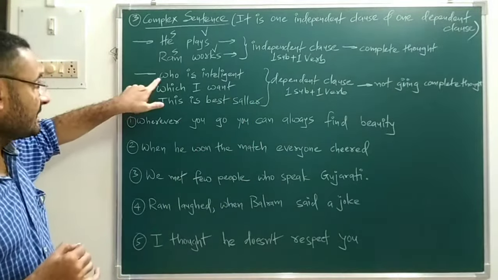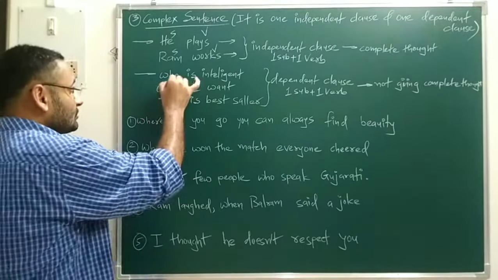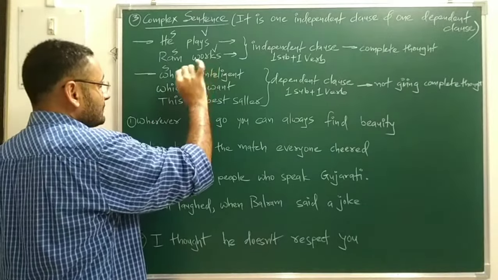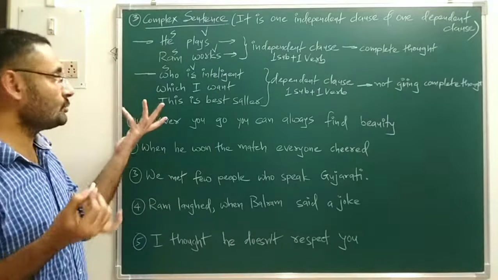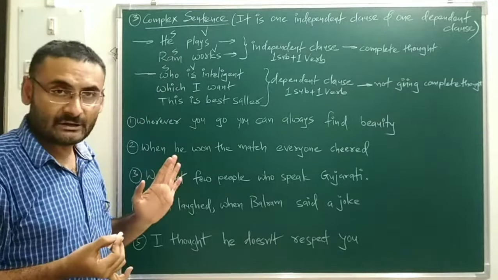How? Example is there, who is intelligent? Who is intelligent? We don't know who is intelligent. So that is your who meaning subject, that is your verb. We don't know who is intelligent, that means complete thought is not given. That is why that is your dependent clause.